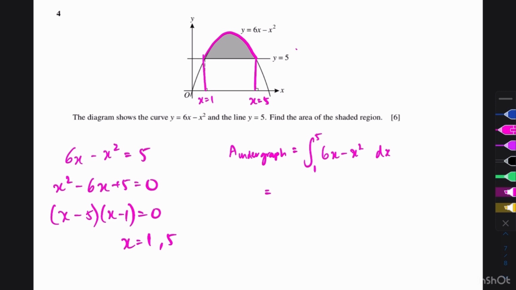When you integrate, you always add 1 to the power and divide by the new power. So this is going to be 6x squared over 2. And for x squared as well, add 1 to the power, so that's going to be x cubed, and divide by the new power, over 3. So 5, 1, and now we're going to substitute. When you're integrating with limits, always do the integration first in square brackets and put the limits on the outside, and then you can substitute.